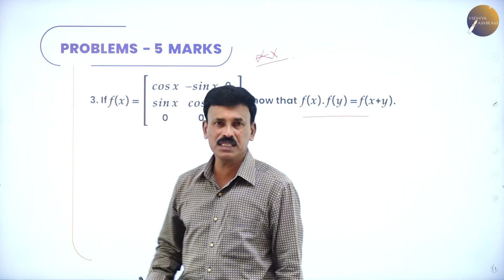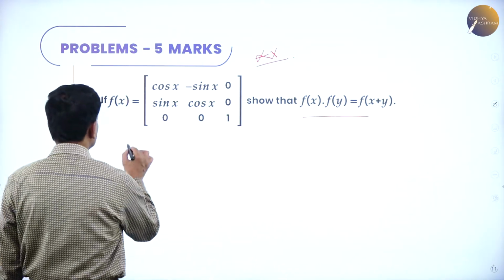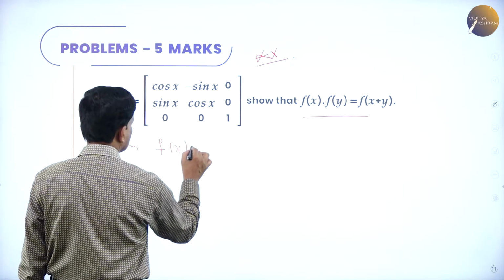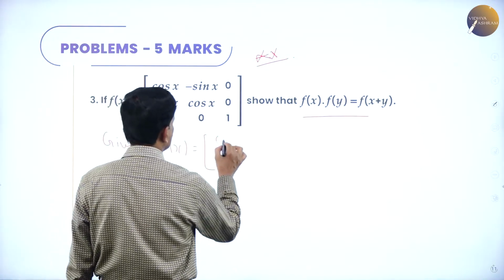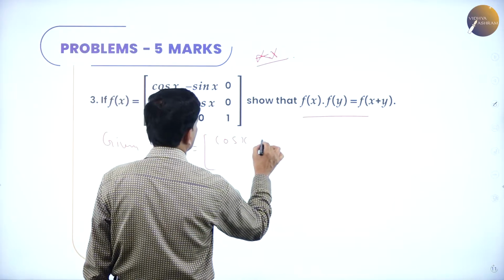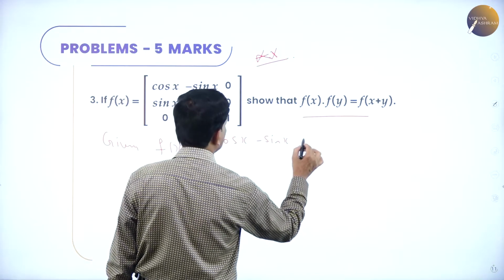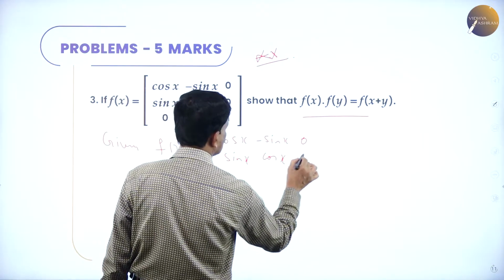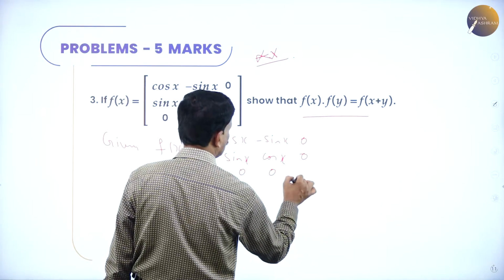Very simple. What is given? F of x is given. Given f of x is equal to, this is f of x: cos x, minus sin x, 0, sin x, cos x, 0, 0, 0, 1.